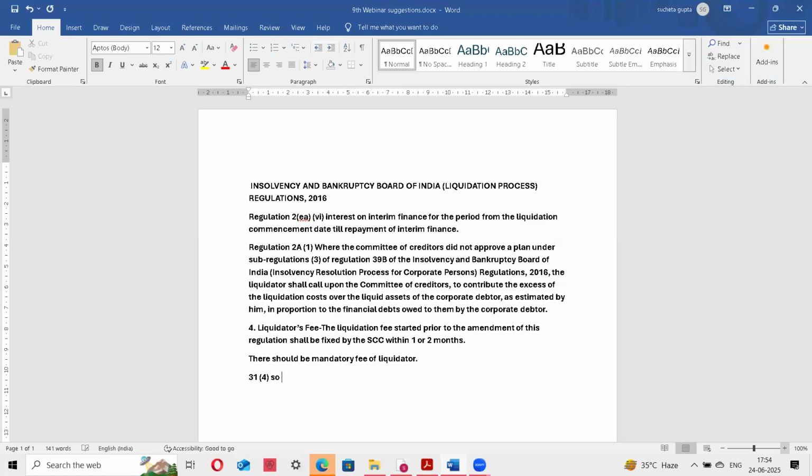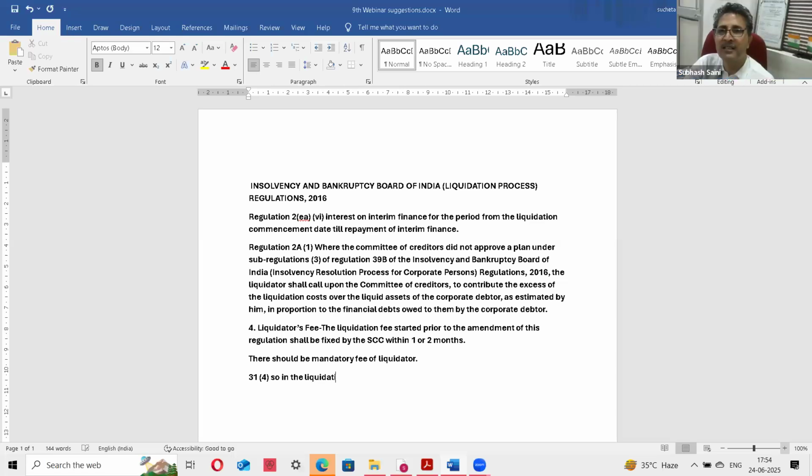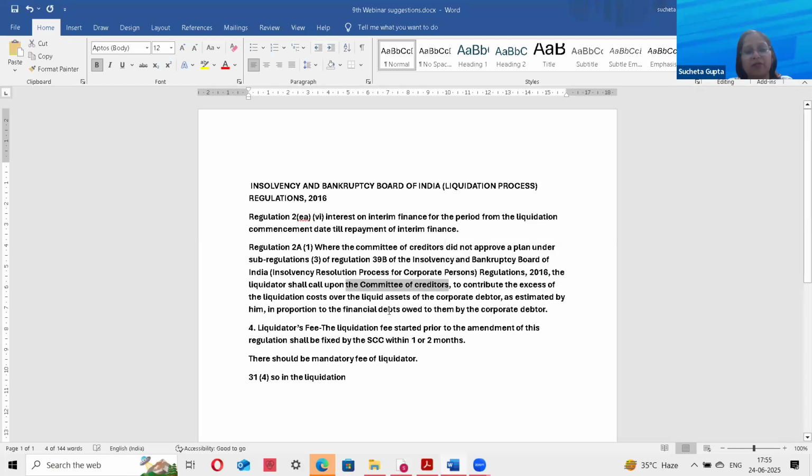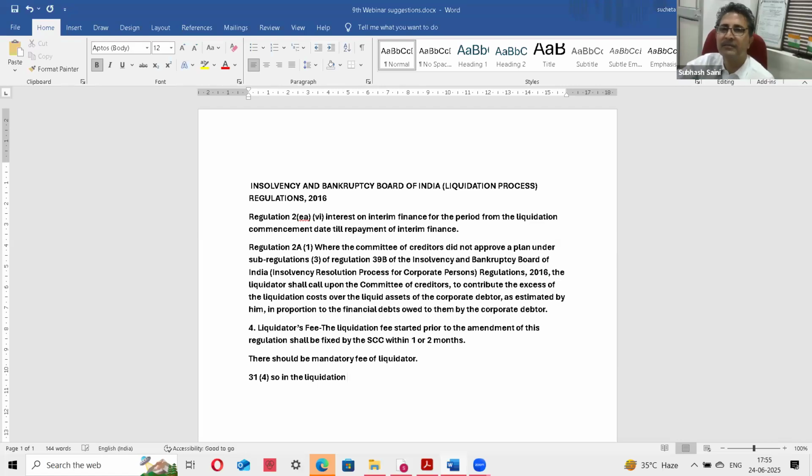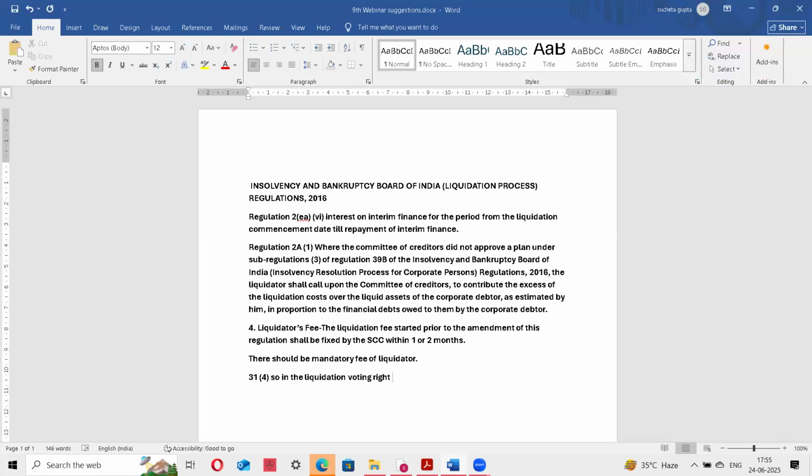The government department will not contribute a single rupee. But earlier, ma'am, we suggested the fee should be paid by the financial or operational creditor. No, sir, we have written here the committee of creditors. The fee should be paid by the committee of creditors. Okay. Voting right should be given only to the committee of creditors. Yes, secured financial creditor. Means financial creditor, whether secured or not secured doesn't matter. Okay.